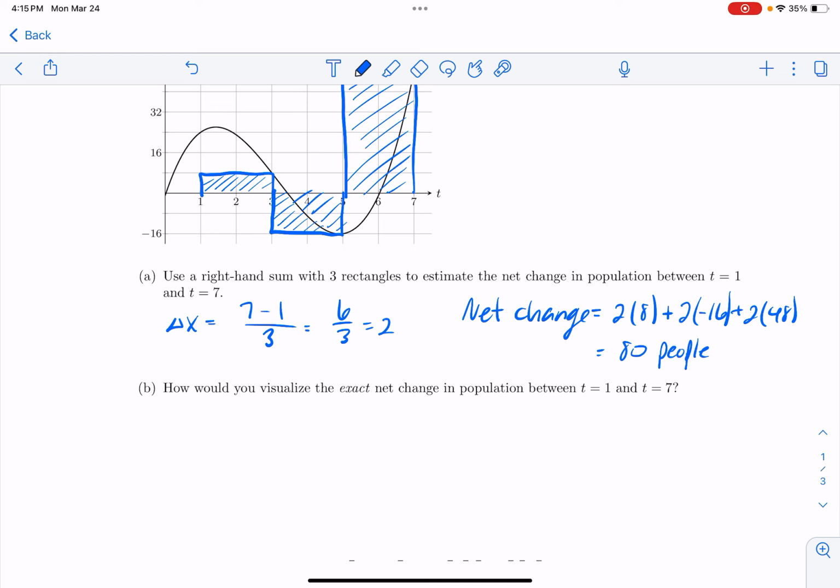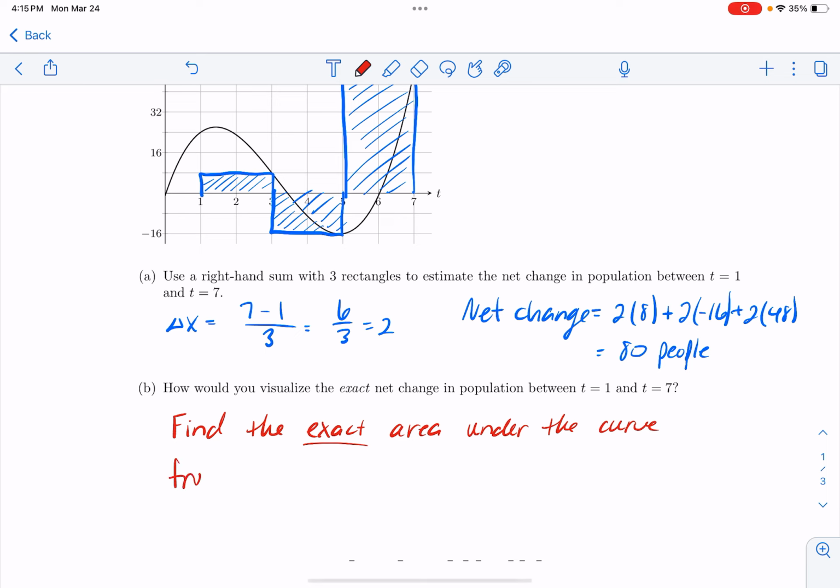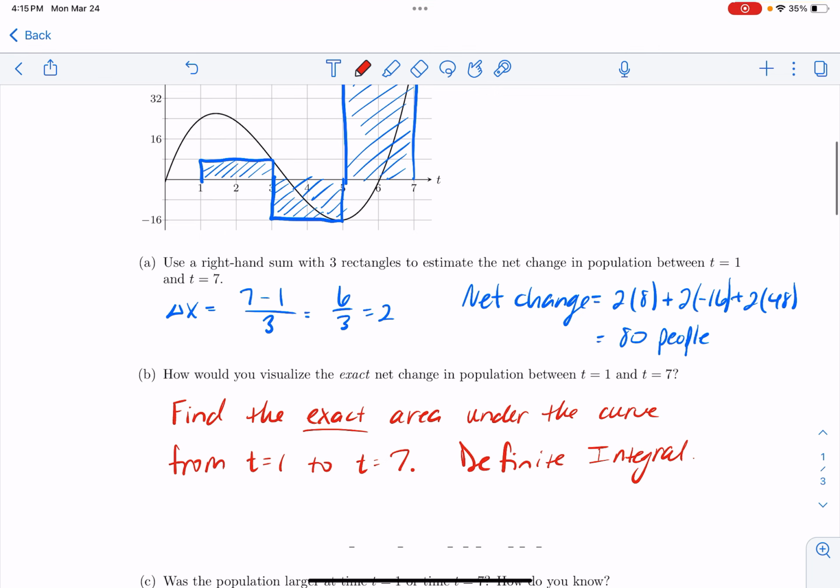Well, we would find the exact area under the curve from t equals 1 to t equals 7. And what does that look like? Well, we call that the definite integral. That's the definite integral. And that is shown by the integration symbol that we talked about last week.